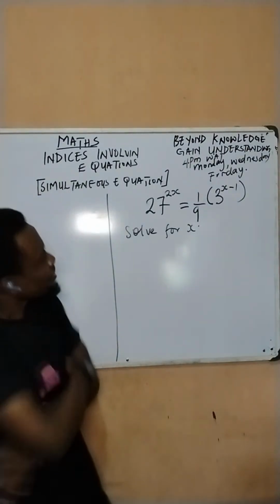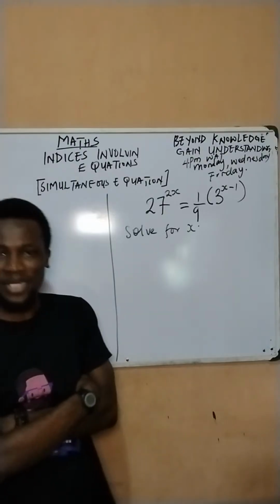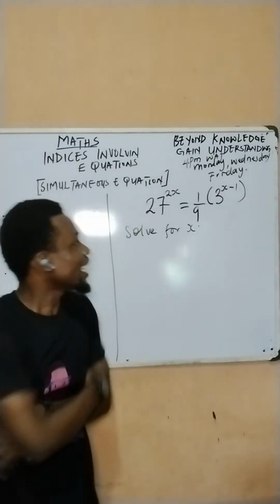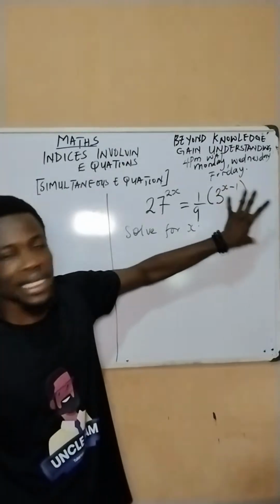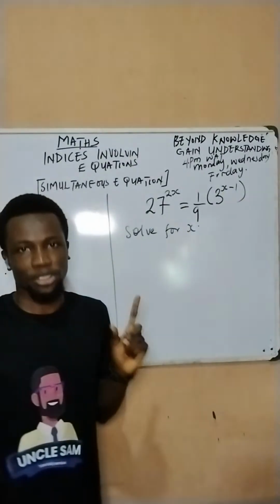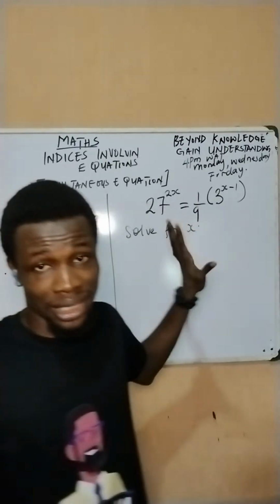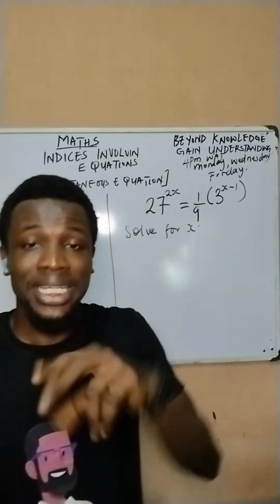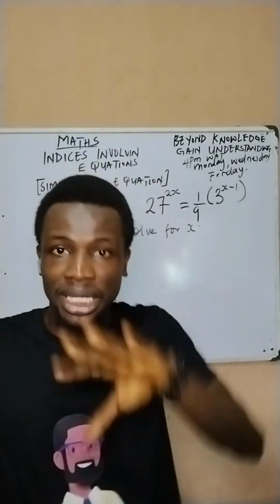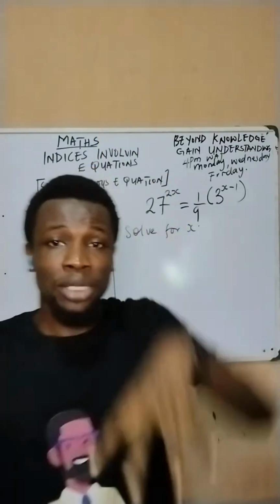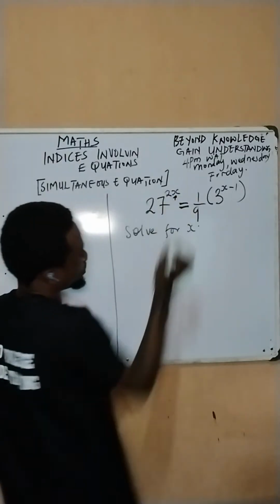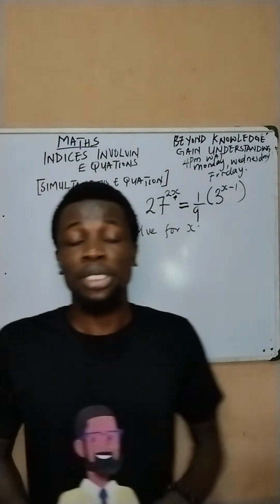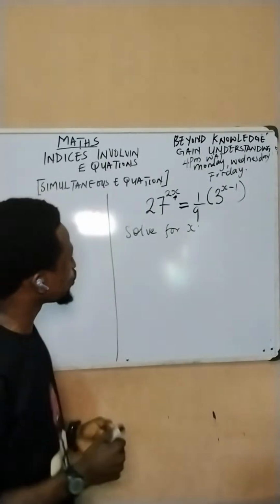If I look at this particular question, 27 raised to the power of 2x equal to 1 over 9, open bracket, 3 raised to the power of x minus 1. One thing you notice here is this is an equation, because the two things that I mentioned earlier in this slide that must be available before something becomes an equation is there must be an equality sign, and secondly, there must be a variable, and the variable happens to be what you are looking for. So what are we going to do here?